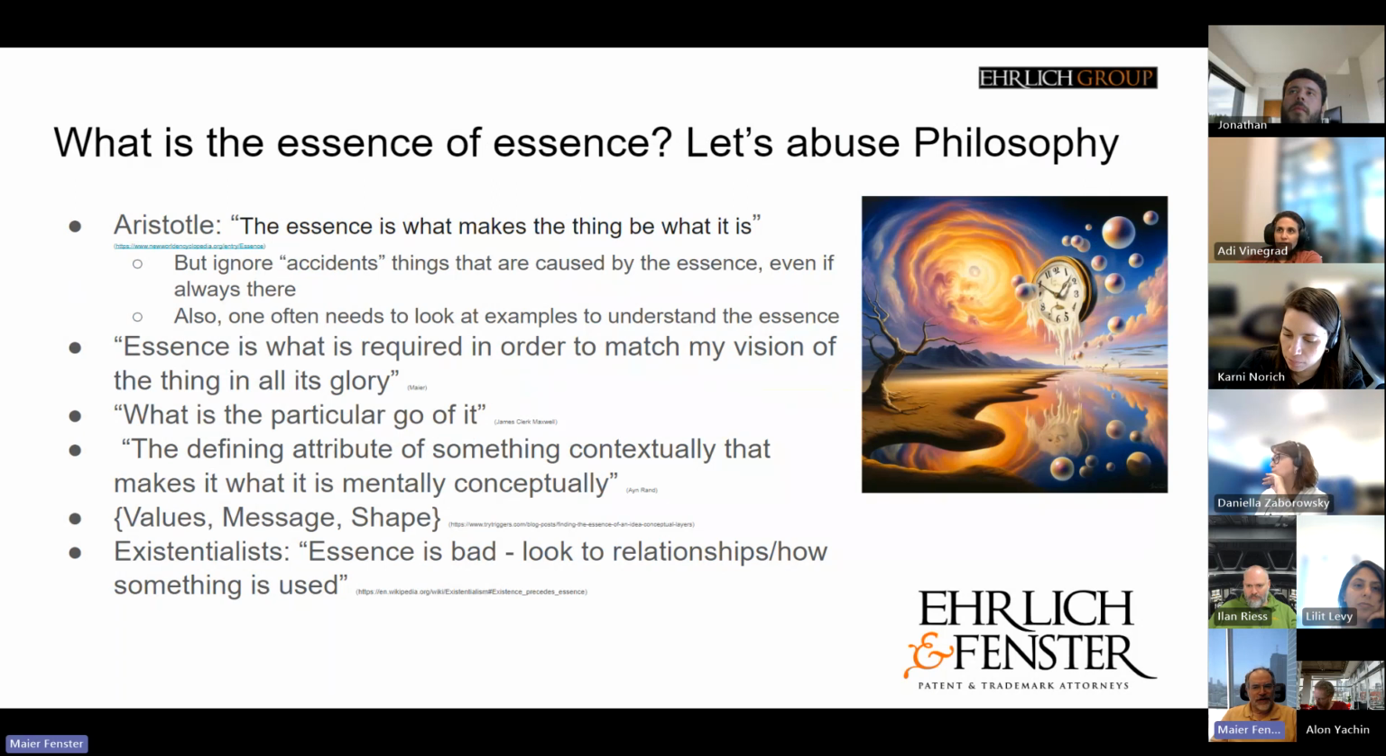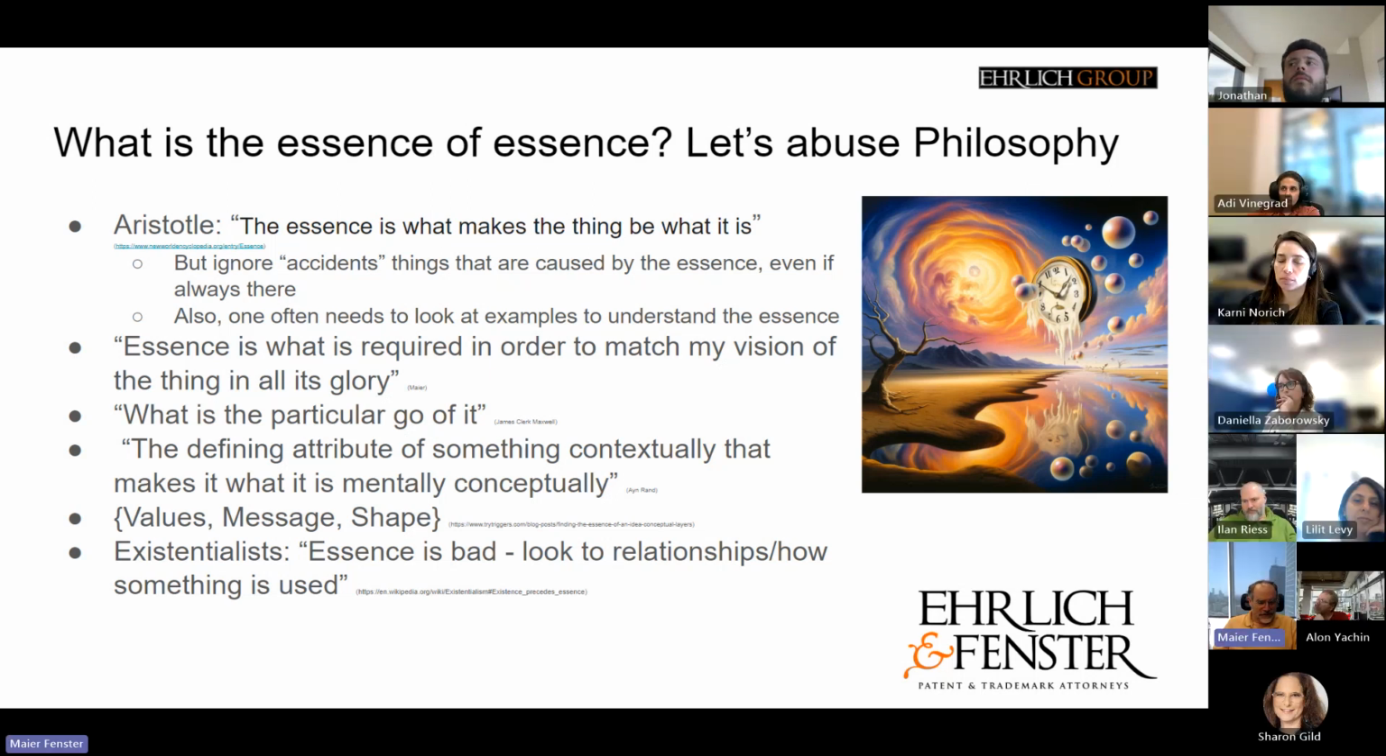A little bit of philosophy, because the word essence plays a part in philosophy. So Aristotle says the essence is what makes a thing be what it is. And there's something called an accident. An accident is not something which is the essence, but it is caused by it. And somewhere else, Aristotle also mentions that in order to really understand the essence, you have to look at examples, perhaps what we call embodiments. My definition is essence is what is required in order to match the vision.